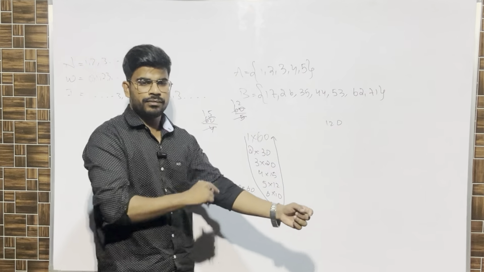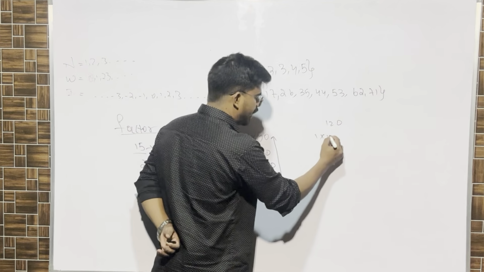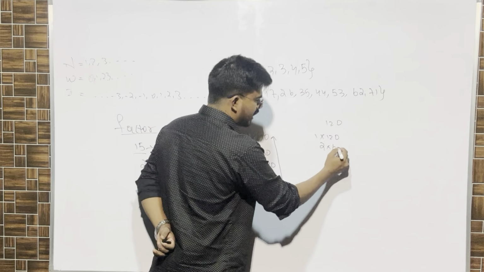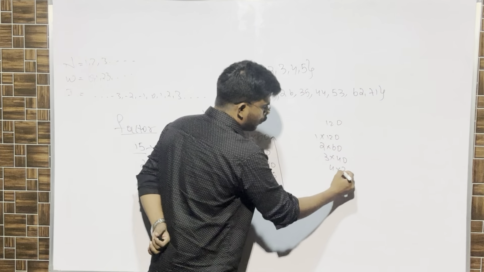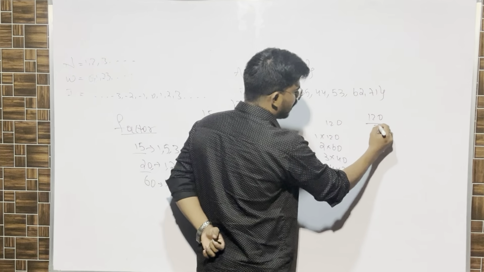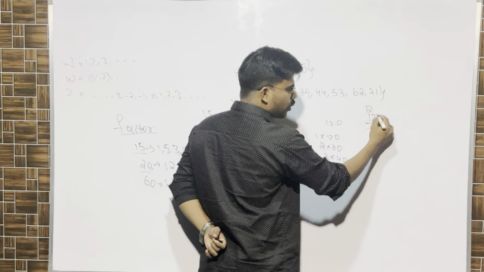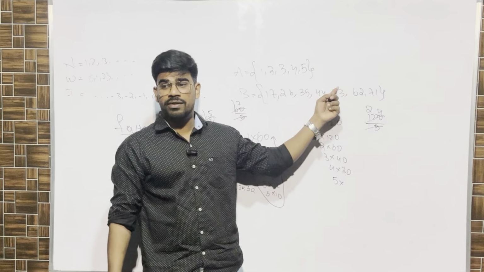Factors of 120. How do we do that? Does it go in 1? Yeah, 1 into 120. Next, 2 into 60. It goes in 3. 3 into 40. 4. 4 into 30. Next, 5. 120 divided by 5. 5 2s are 10, 2 carry. 5 4s are 20. See, 24. Would you have imagined that 120 will go in 24?